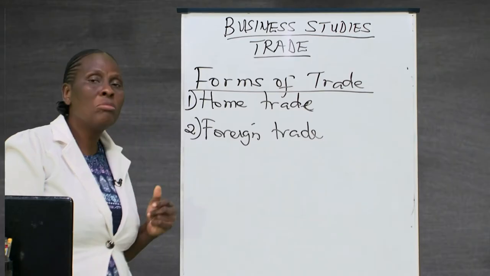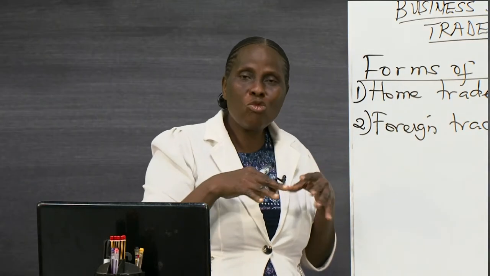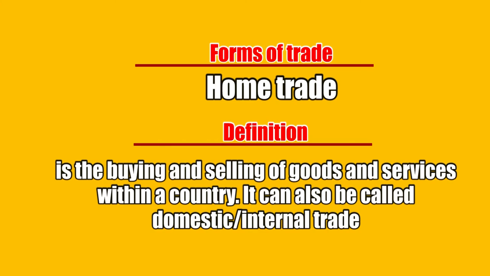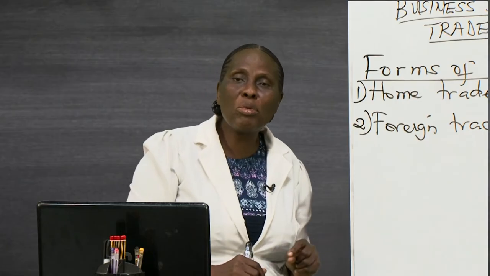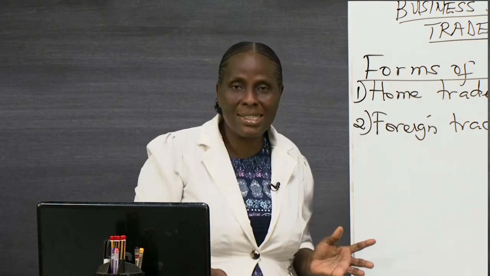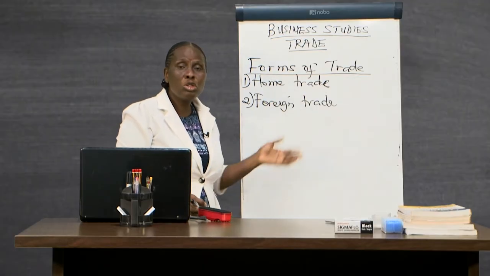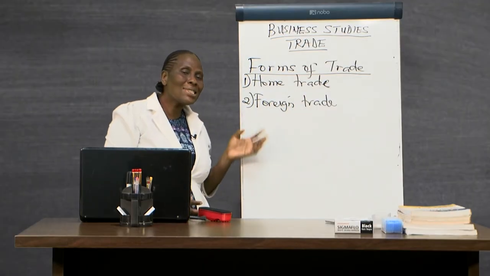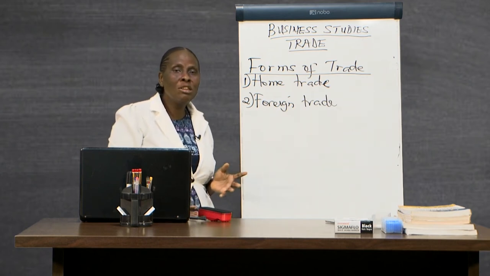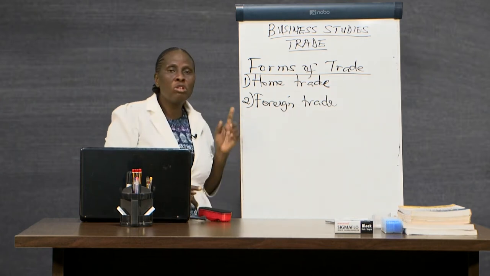When we say home, what do we mean? It has to do with our environment, where we live. So home trade is the buying and selling of goods and services within a particular country. For example, in Nigeria, Oyo State may trade with Delta State. Oyo State may decide to sell maybe cocoa to Delta State. And Delta State in return may decide to sell crude oil to Oyo State. So that is an example of home trade.